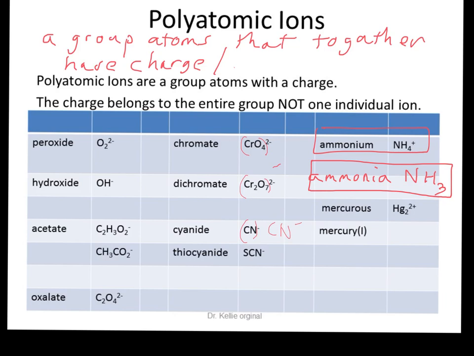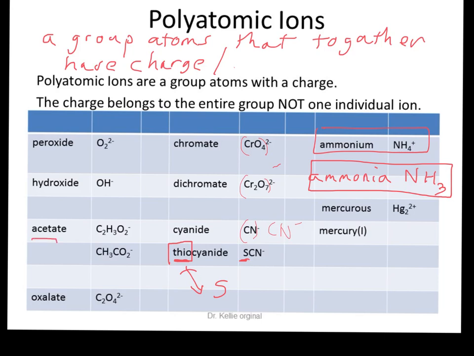Let's see, we have cyanide, CN negative. Then we have thiocyanate. Thio is a prefix in chemistry, often used to denote the presence of sulfur. So in the future, whenever you see thio, you can think, I wonder if sulfur is present.